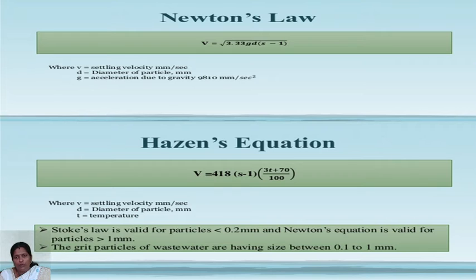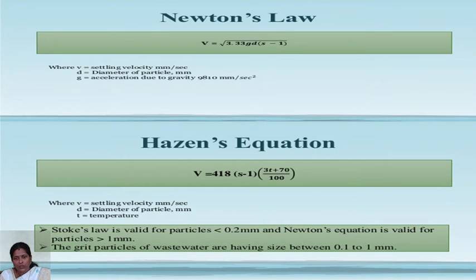Another formula to find out velocity: V is equal to root of 3.33 g d (S minus 1), where V is the settling velocity in mm per second, d is the diameter of the particle in mm, and g is the acceleration due to gravity, 9810 mm per second square. Then another equation to find out the settling velocity: V equal to 418 (S minus 1) d squared, (3T plus 70) divided by 100, where V is the settling velocity in mm per second, d is the diameter of the particle in mm, and T is the temperature.